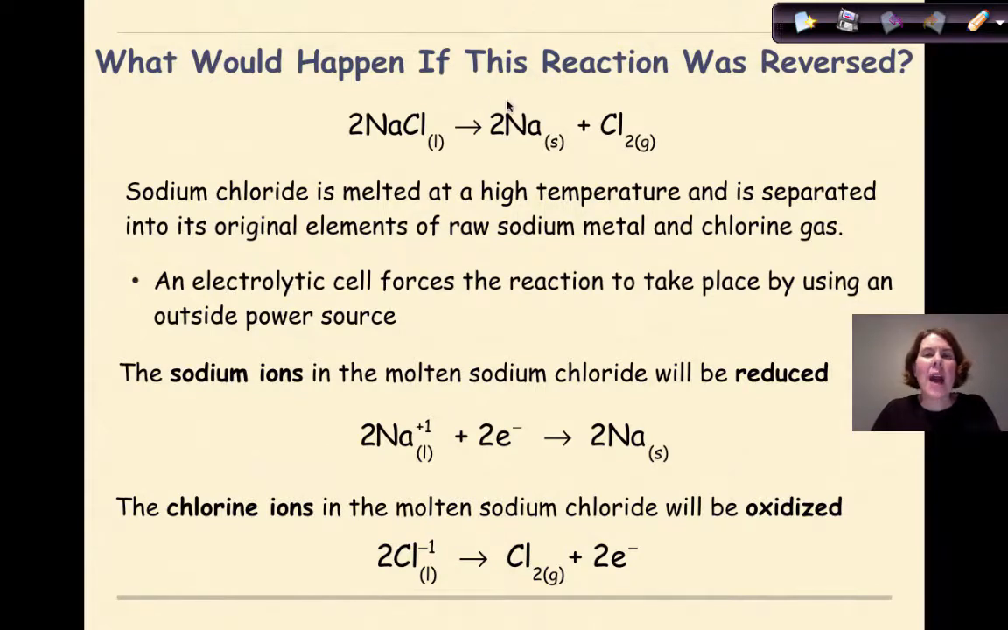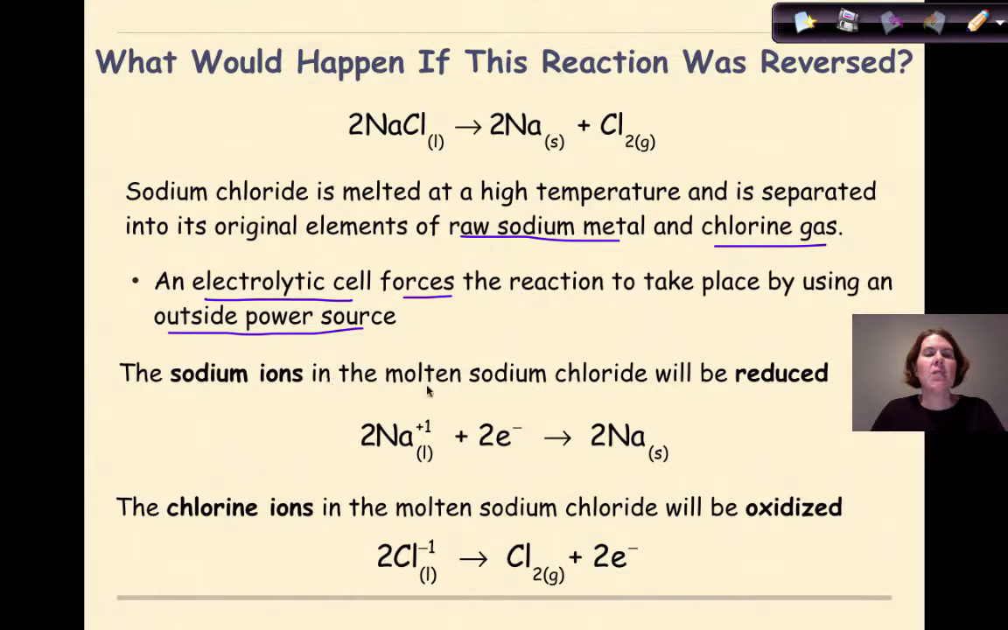And this, based on everything that we've learned in redox so far, makes a lot of sense. But now, what would happen if this reaction was reversed? In other words, let's take sodium chloride as a liquid, in other words, we're going to melt it, and form solid sodium and go back to chlorine gas. Sodium chloride is melted at a really high temperature and separated into its original elements of raw sodium metal and chlorine gas. An electrolytic cell forces the reaction to take place by using an outside power source.